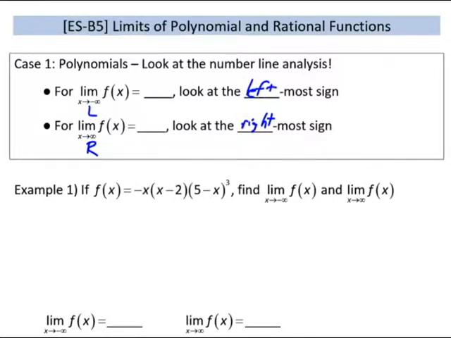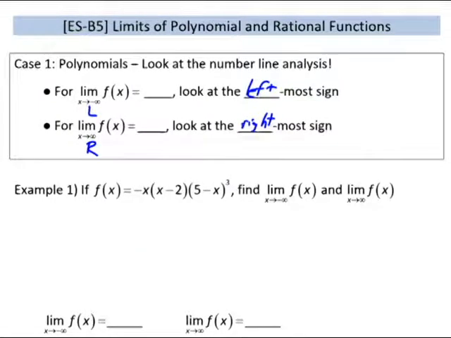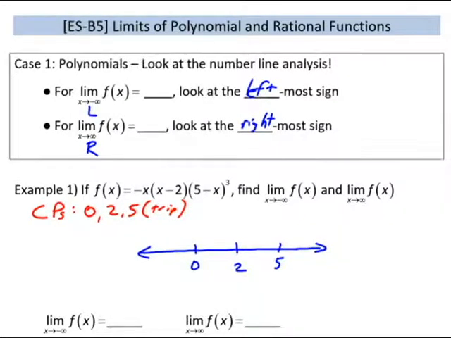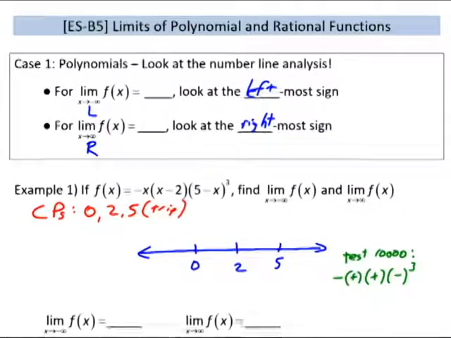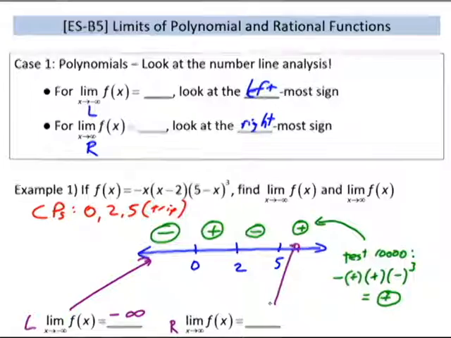Try a number line analysis on example 1. Be sure to use the shortcut. Here's my solution. So our answer for the left end behavior limit is negative infinity. For the right hand limit, positive infinity.